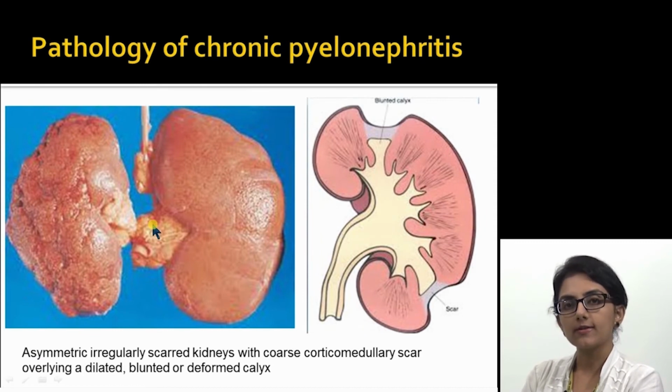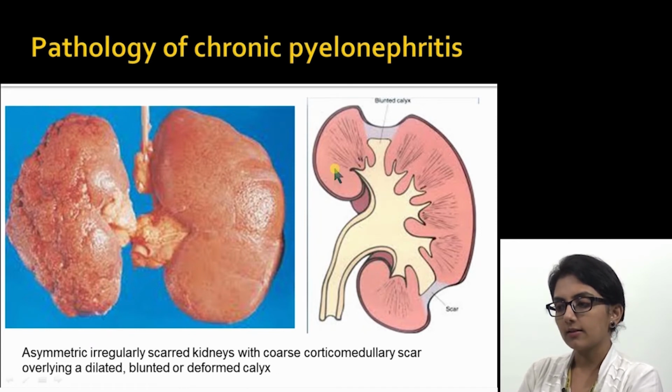So compared to the gross that we saw of acute pyelonephritis, here we can see the gross picture of a case of chronic pyelonephritis. And a very classical description of chronic pyelonephritis is of asymmetric, irregularly scarred kidneys. So we can see that the kidney involvement on both sides is different. So there's asymmetry, and it's a very irregular pattern of scarring. This is really to differentiate from a chronic glomerular nephritis, where we have bilateral, symmetrically scarred kidneys, and they tend to be much more fine, the scars.